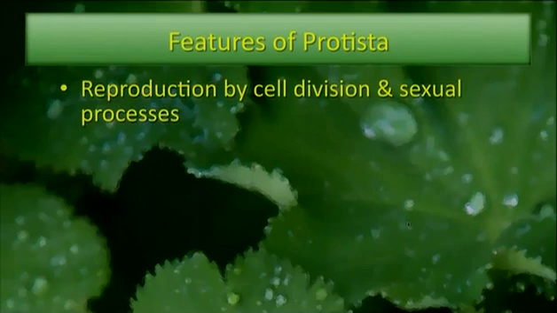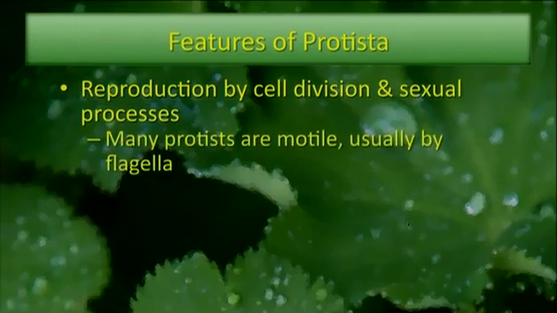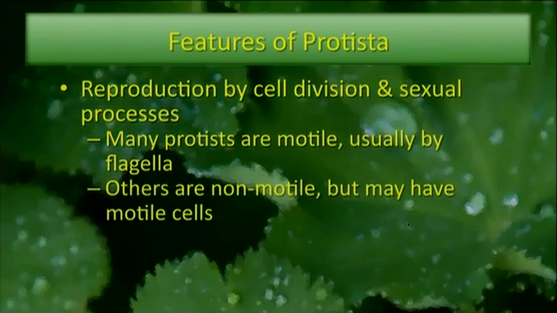Reproduction is either by cell division or sexual processes. Many protists are motile, usually the single-celled ones, usually by flagella. Others are non-motile, but they may have motile cells, such as some of the reproductive cells, which might be motile with flagella on them.